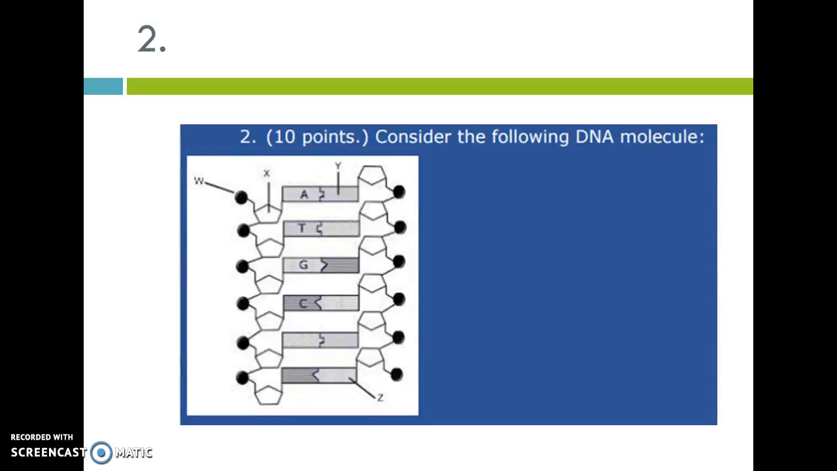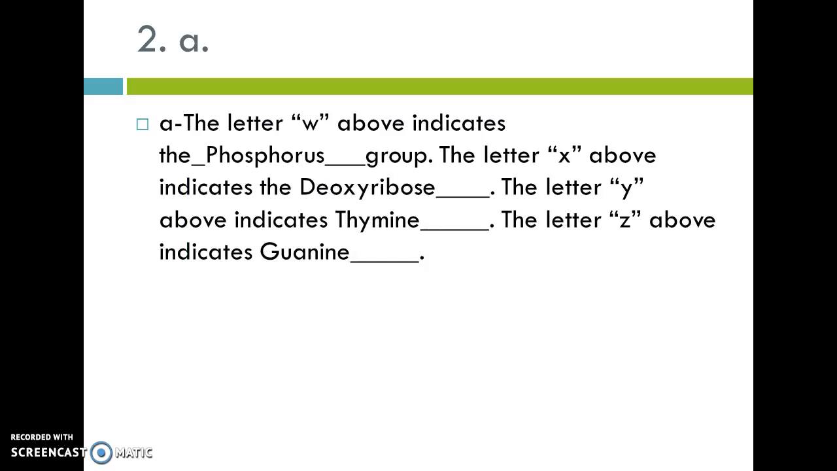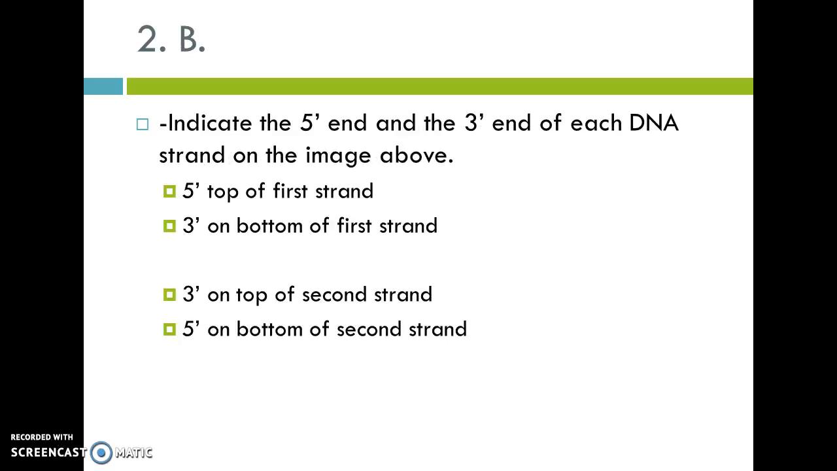2. So we need to consider the following DNA molecule. So A, the letter W above indicates the phosphorus group. The letter X above indicates the deoxyribose. The letter Y above indicates thymine, and the letter Z above indicates guanine. 2B, indicate the 5' end and the 3' end of each DNA strand on the image above.